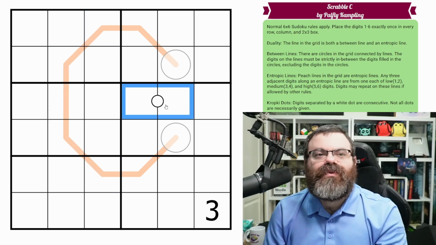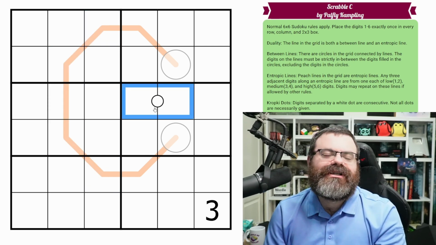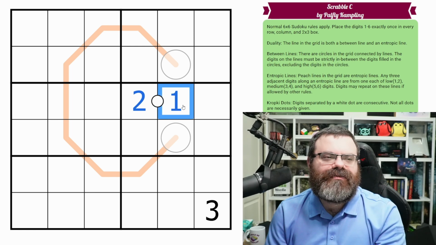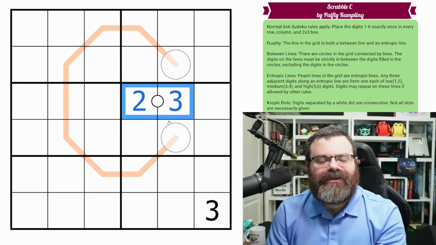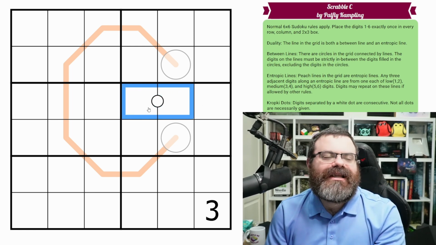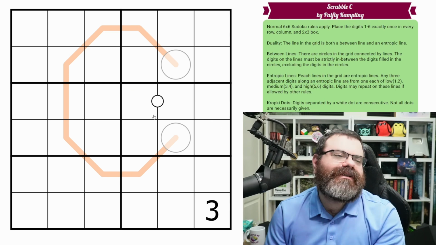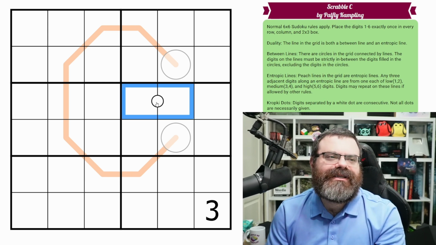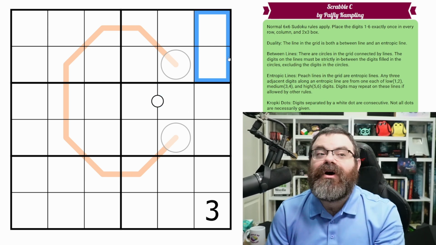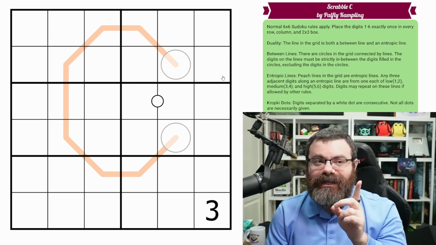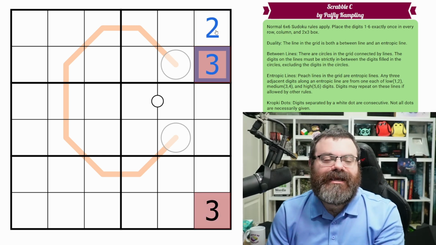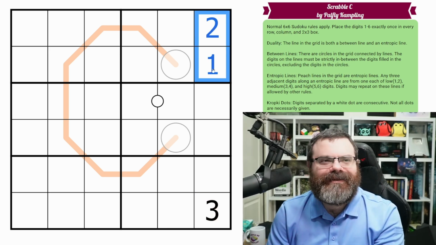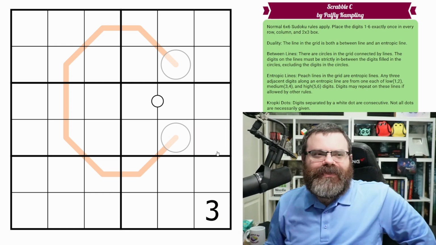And then finally, we do have this white dot in the grid. These two digits are consecutive. So if this was a 2, this would be a 1 or a 3, just so that these are consecutive. The white dot's not telling us about any other part of the grid. It's just telling us about these 2 cells. It just says these 2 are consecutive, and it's not saying these 2 aren't consecutive. These could be consecutive as well. Not like that, but like that. Sure. All right. Anyway, those are the rules.